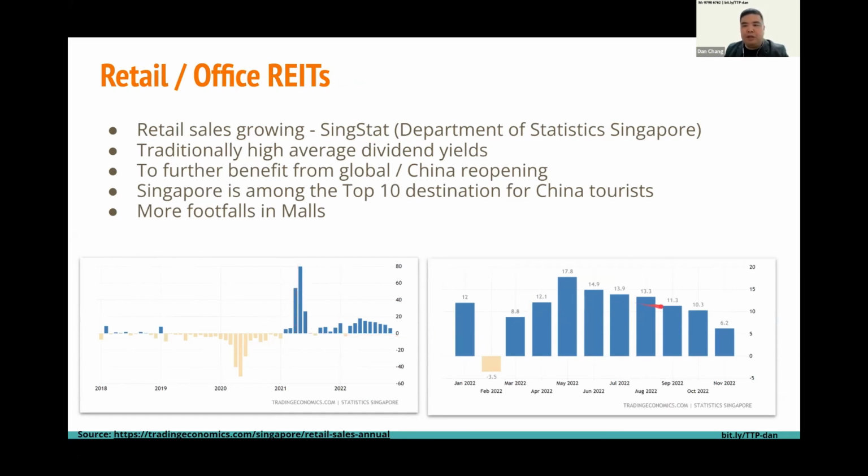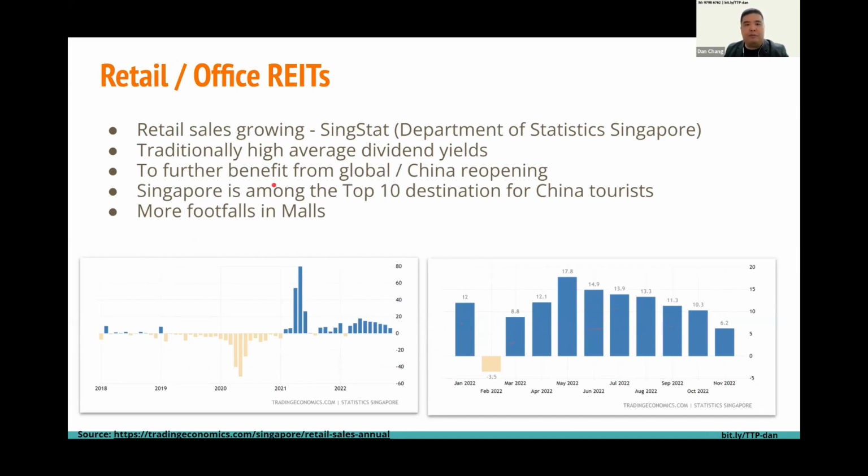But if you zoom into 2022, you'll find that now it starts to get stable. Except for the month of February, retail sales has been consistently growing at a stable rate. It's not like sometimes very high, sometimes very low. So this provides sustainability. And why retail and office REITs? Because traditionally they give out very high average dividend yields, in general.